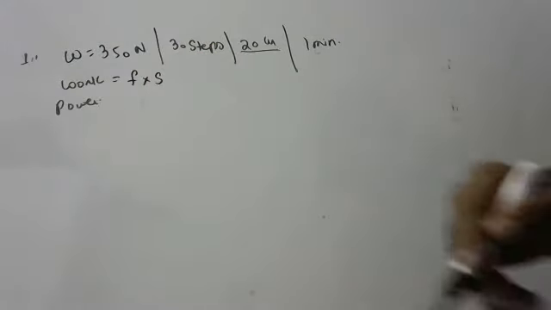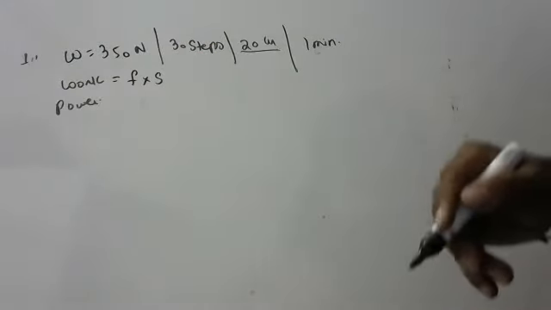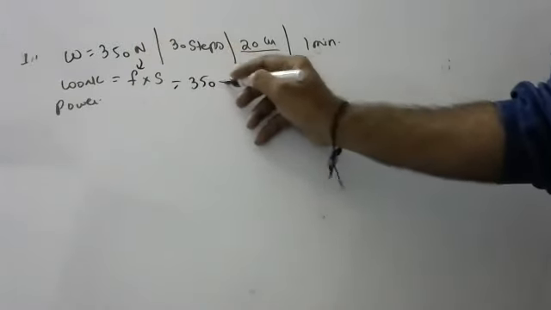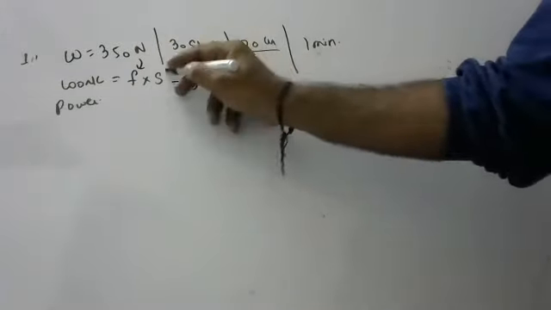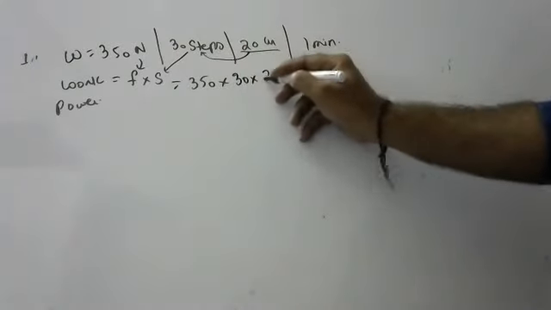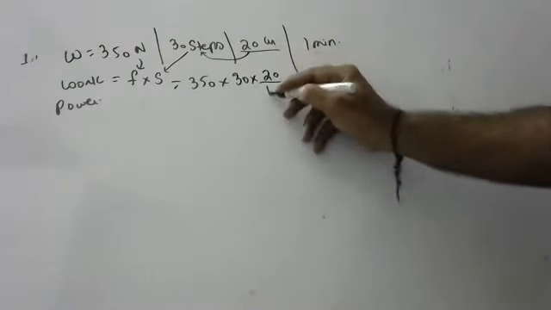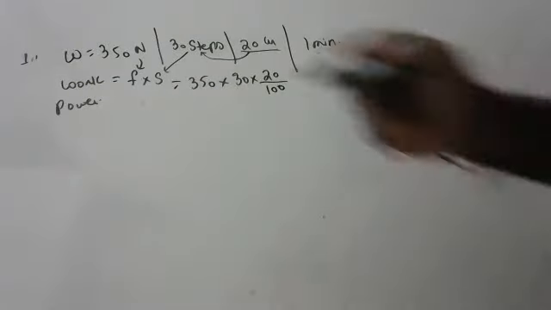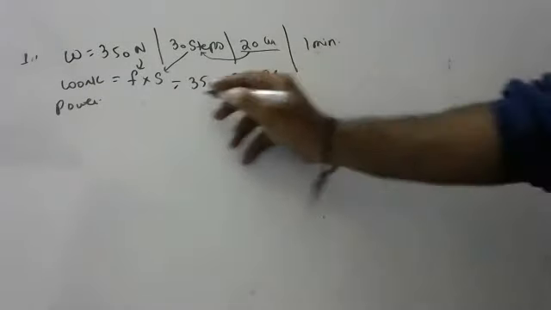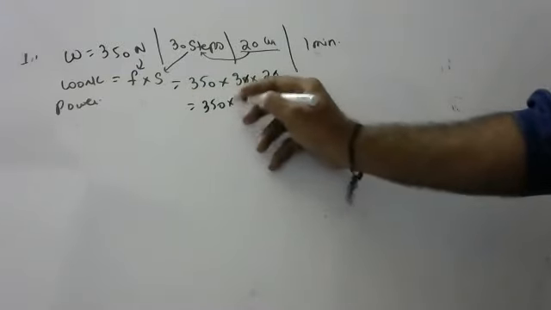Yeah, work is equal to force into displacement. So how much is the force, children? The same. How much is the displacement? 30 steps, children, but each of 20 centimeters. How to convert centimeters to meters? By 100, children. So this is 0, this is 0, this is 0, gone, children. So 350 newtons.